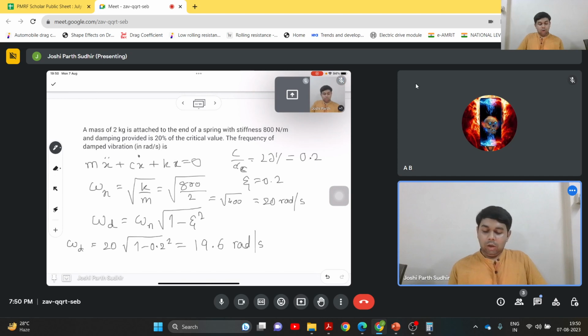However, if we are doing some experiments and we generally do not know the damping present in the system, we can calculate the amount of damping present in the system based on the logarithmic decrement.